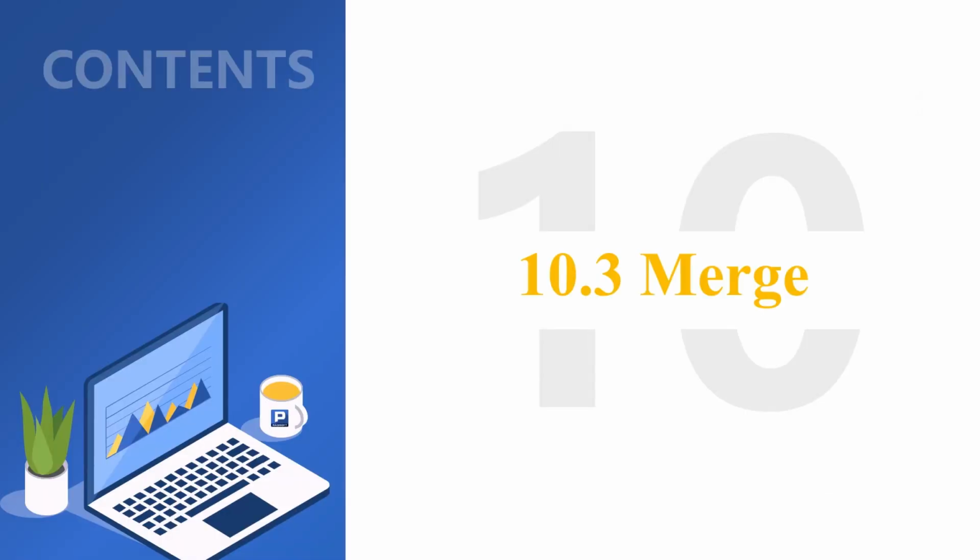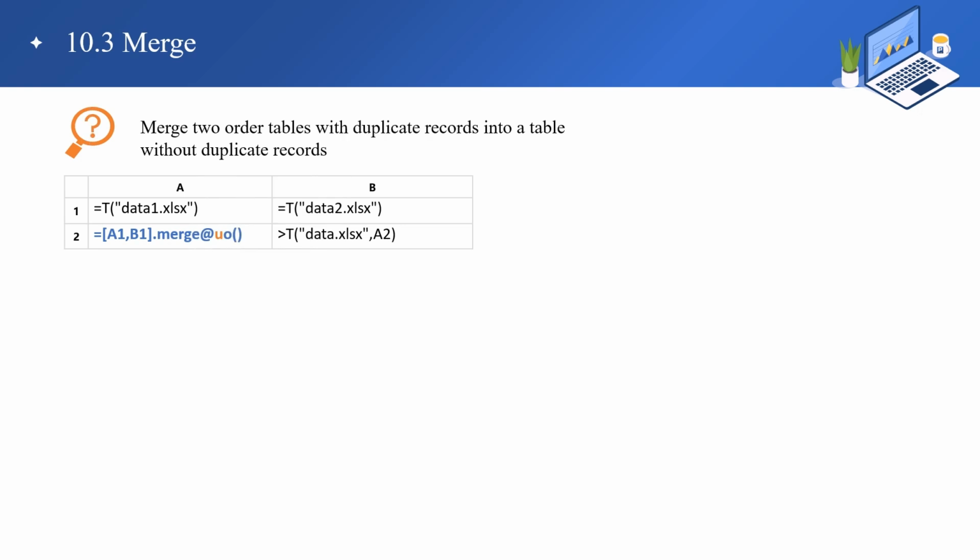Section 3. Merge. If there are two Excel files, such as the order table mentioned before, they may be made by two persons respectively, and there may be some duplicate records. We need to pick out these duplicate records and merge them into a table without duplicate records. Originally, this is a very simple task of set union. We have learned set operations and can directly use operators such as intersection and difference.